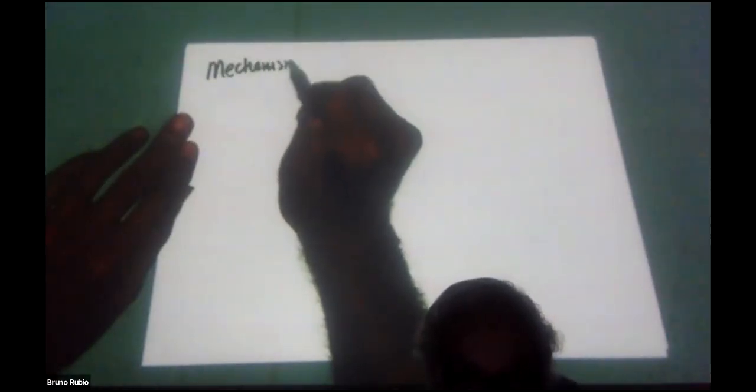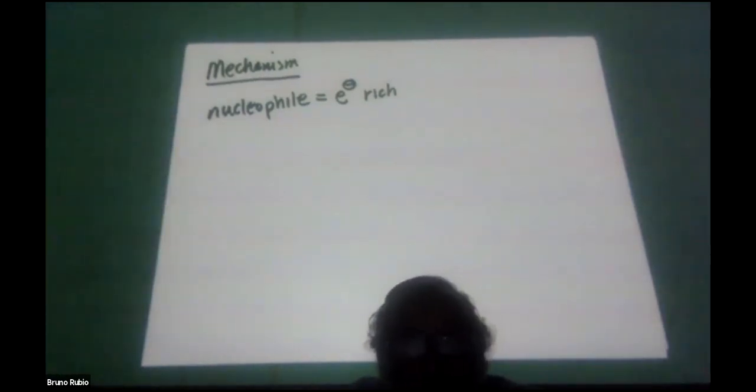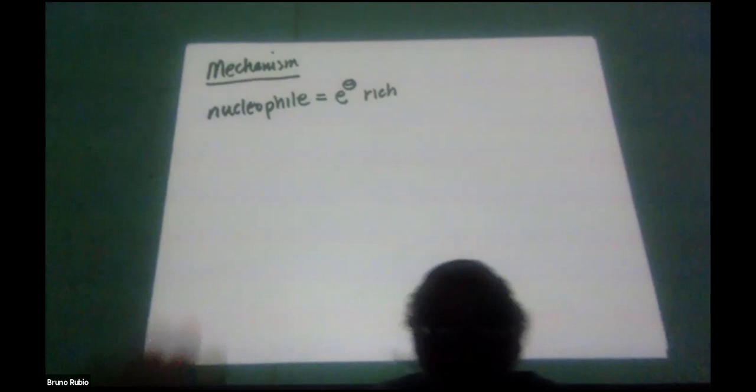All right, so let's write out the mechanism. But before we do that, maybe in a previous orgo class, you've heard of the words nucleophile and electrophile. What's a nucleophile? A nucleophile is something that is electron rich, right? That e with the negative charge superscripted is just my symbol for an electron. A nucleophile is something that's electron rich.